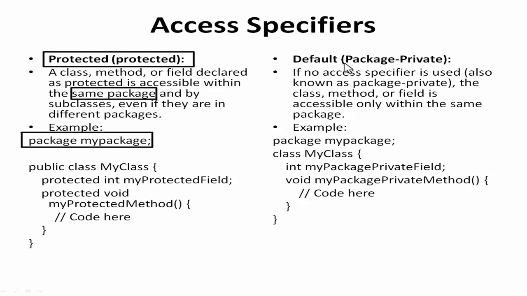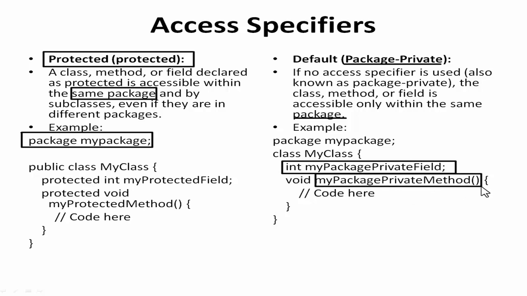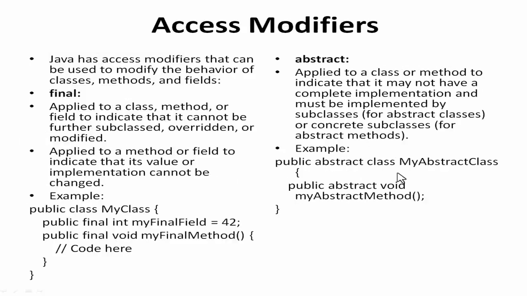Next, default. A default member is package private. Here no access specifier is used, so it is also known as package private. The class, method, or field is accessible within the same package only. For example, an integer myPackagePrivateField, to which we have given an integer value. Similarly, we have a void method, and it will be accessed inside the package only.